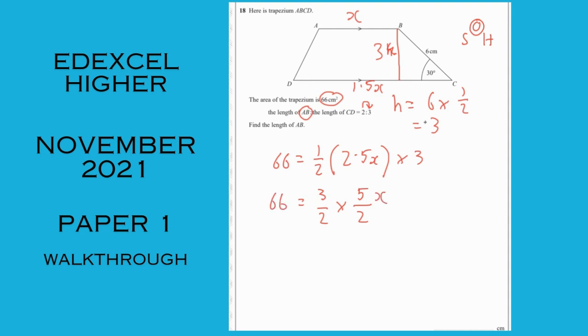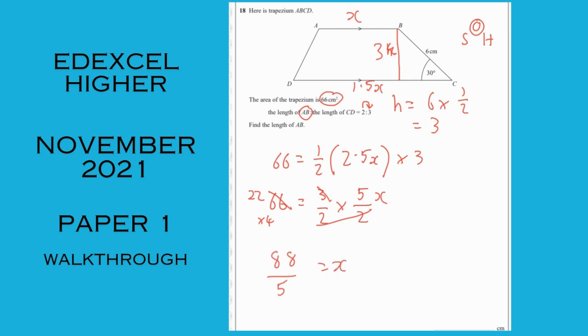Now we can crack on. Times both sides by 4. Divide both sides by 15. In fact, could have made life easier, really. Just spotted it. Divide by 3. That's a bit easier. So now when I times both sides by 4, I get 88. When I divide by 5, I get my answer for x.